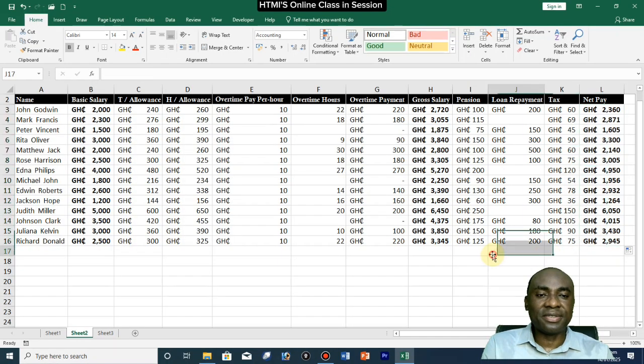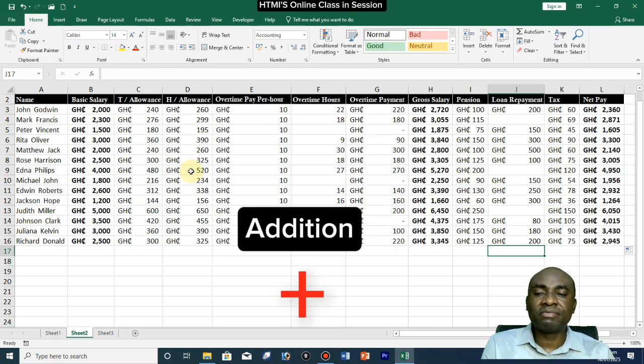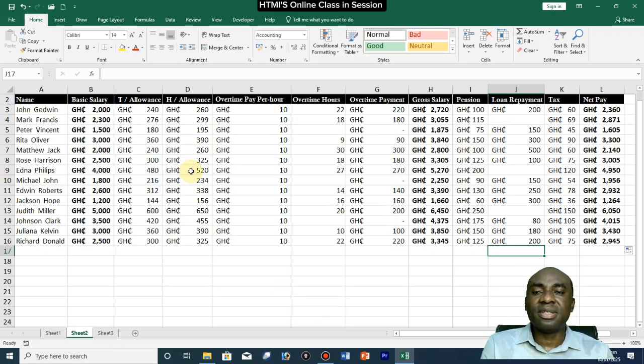How did we get this? By simply using basic functions like multiplication, addition, subtraction, division, and the percentage function. So this is how you apply basic functions to carry out a particular task.